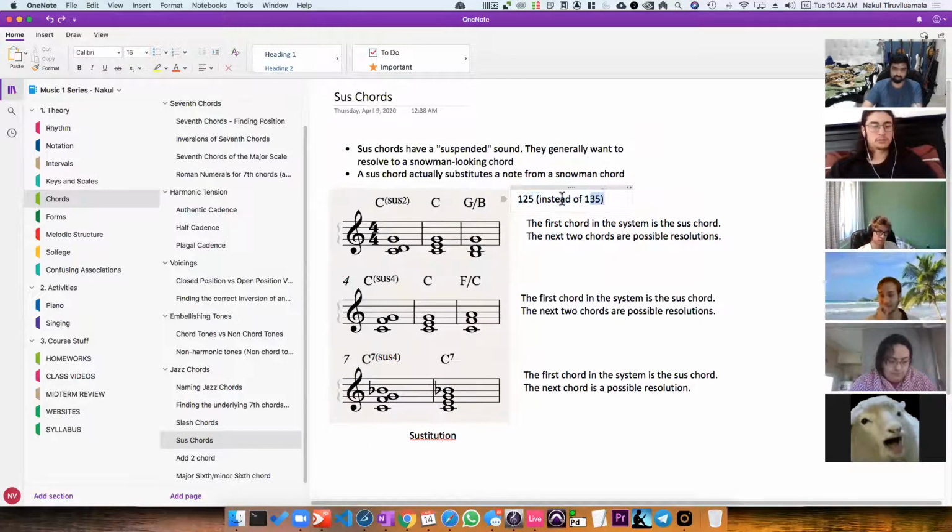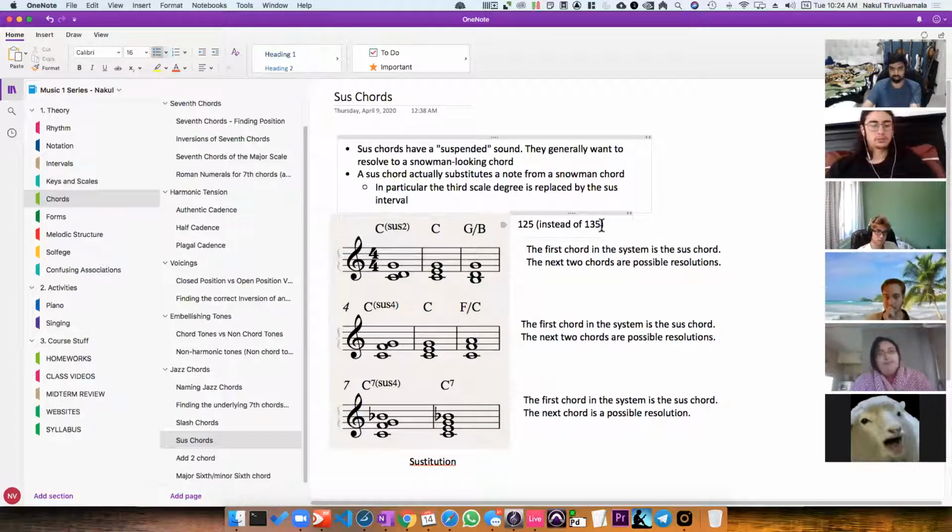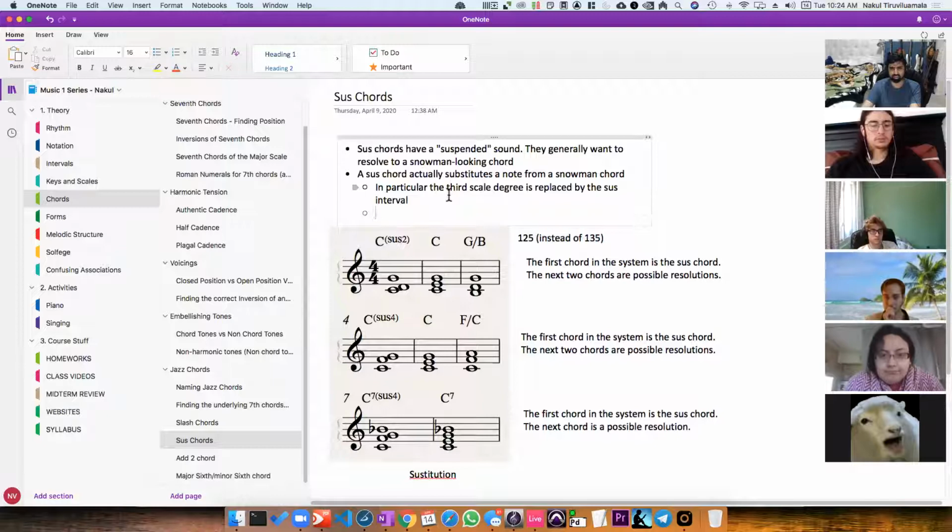I think you've generalized it, actually. That's a good thing to add: in particular, the third scale degree is replaced by the sus interval. I'm trying to think of another example where that isn't the case. I guess you could have a sus2, sus4. No, you can't. The one case where it kind of falls on its head is where you have a sus2 and a sus4, because the third is being replaced twice. But this is actually a good way of thinking about it.